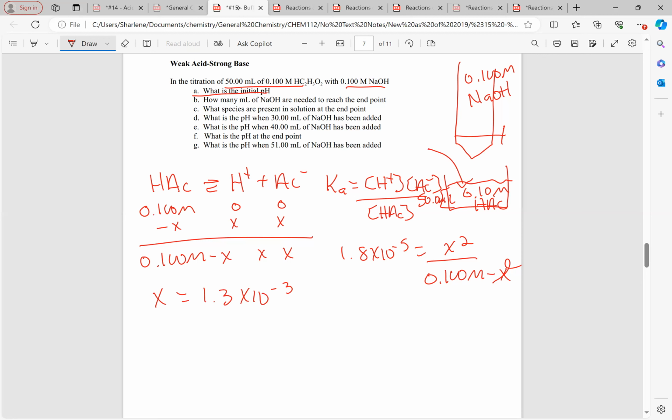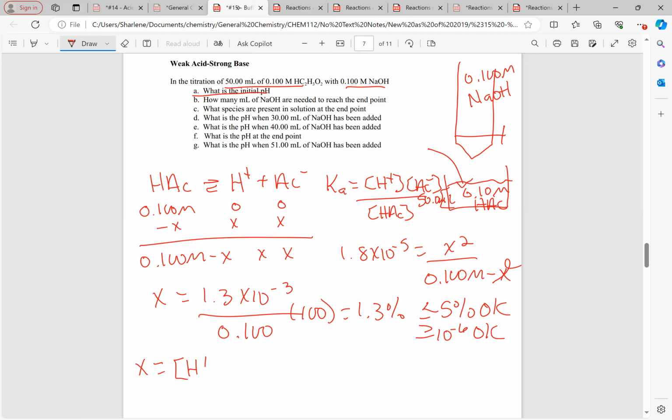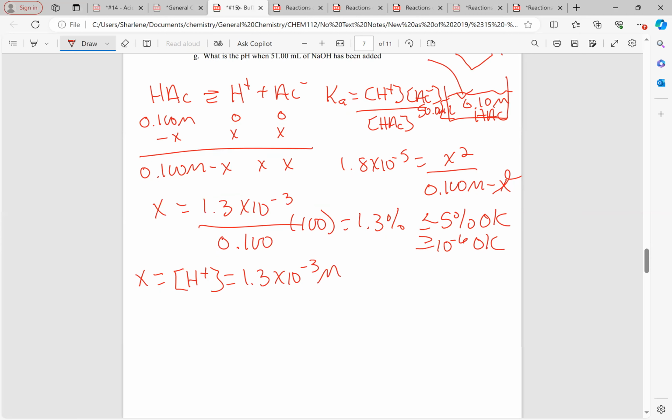All right, let's do a check. Make sure my assumption was valid. And if I remember right, it comes out to be 1.3%. So yes, it's okay to use the assumption. And yes, I can ignore water. So X in this case is the proton concentration. And I'm going to take the negative log of it. And holler when somebody has the negative log. 2.87. 2.87.